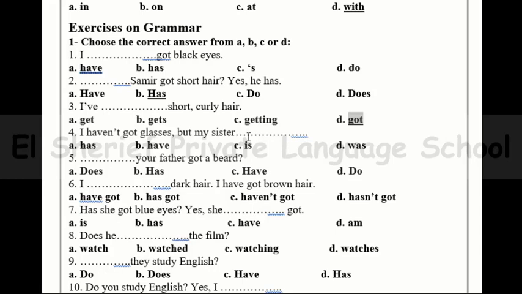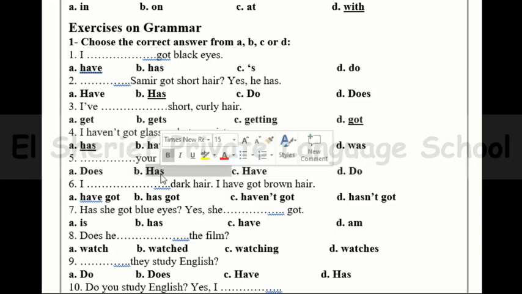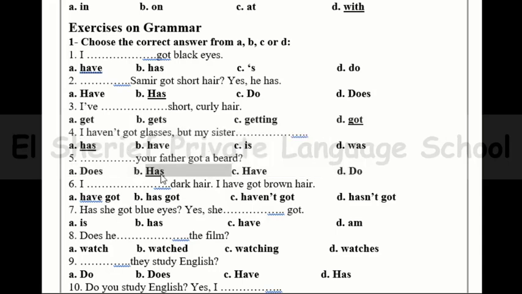And let's move on to number 4. I haven't got glasses, but my sister, yes, it will be has. Now let's move on to number 5. Your father got a beard, so the auxiliary we must start with here must be, yes, has. I'm going to say, has your father got a beard? Now let's move on to number 6.